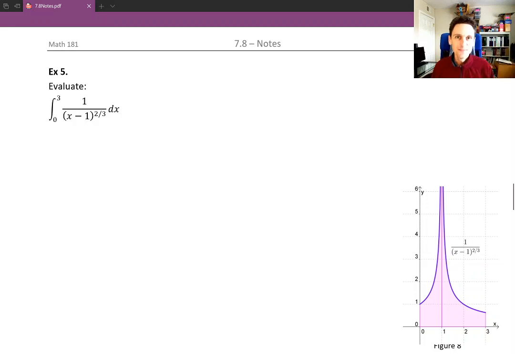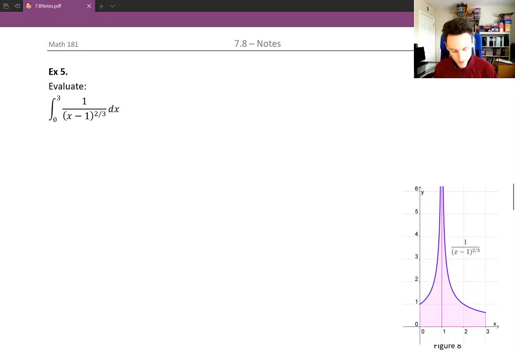Hello and welcome. In this video we're going to look at 7.8 example 5, which is the integral from 0 to 3 of 1 over quantity x minus 1 to the 2/3 dx. This one's a little tricky because where is the discontinuity for this function? Can you tell me the x value? If you said 1, that's correct.